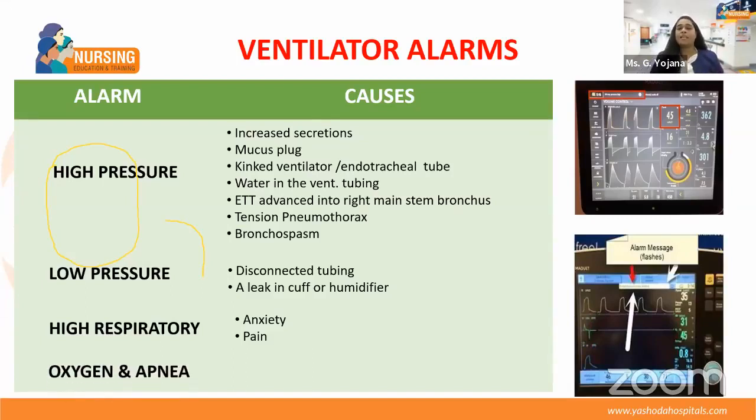The next alarm is oxygen and apnea. When there is an insufficiency of oxygen, you will immediately get this alarm. And apnea: when the ventilator is not able to give an adequate amount of breaths or ventilation, you will get this alarm. Am I clear with all the alarms and their causes?